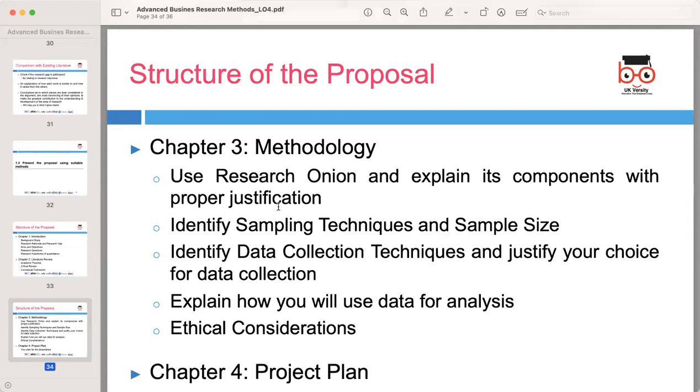It consists of various layers, as we discussed earlier as well, each representing a different aspect of the research, like research philosophy, research approach, research strategy, time horizon, data collection, data analysis, and ethical considerations.